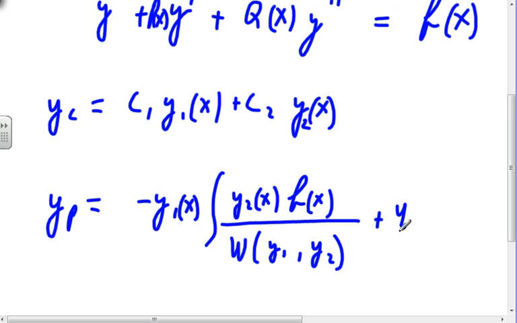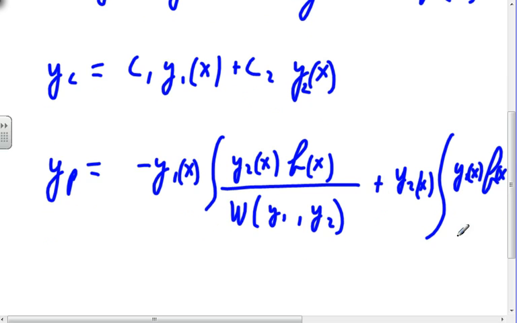plus y2 of x times the integral of y1 of x times the forcing function of x, divided by the Wronskian of y1, y2. And both of those are dx.